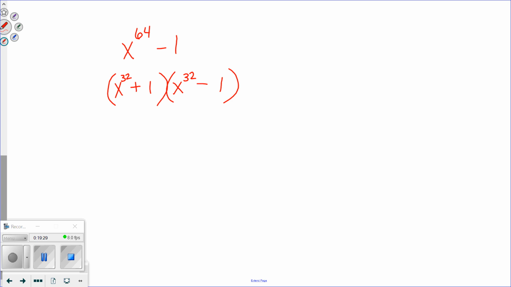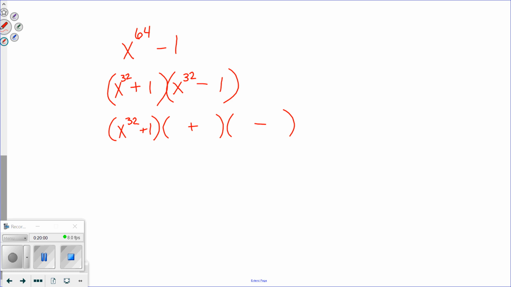Okay, but hold on. I told you I want to show you this problem for a reason. This one still has a minus sign, and two terms. One's a perfect square. Is x to the 32nd a perfect square? Does this one break down further? Is this a difference of squares? See the plus sign? This one's not because there's a plus sign, right? So this one would stay the same. This one would break down further.